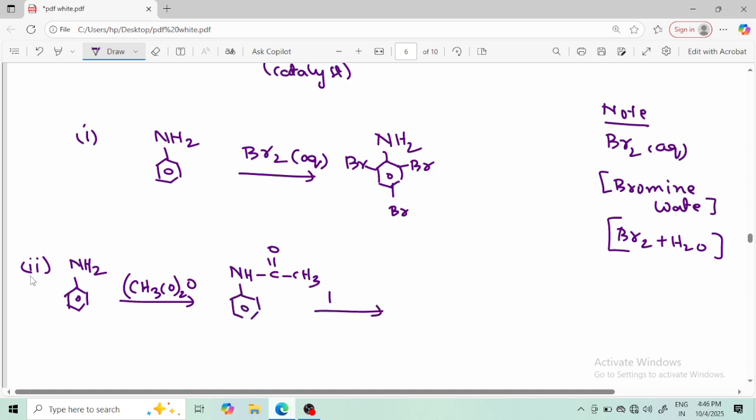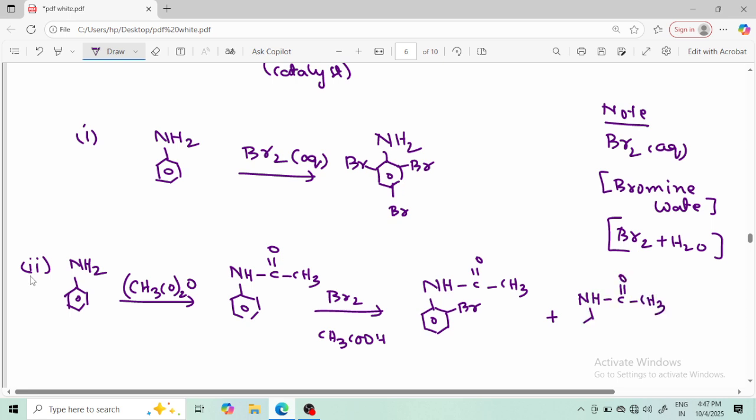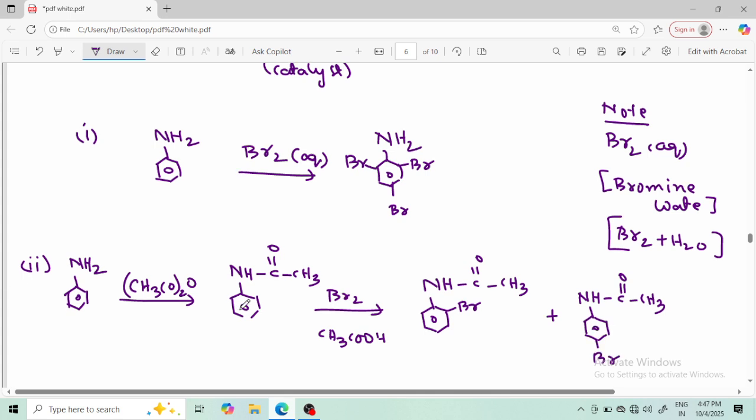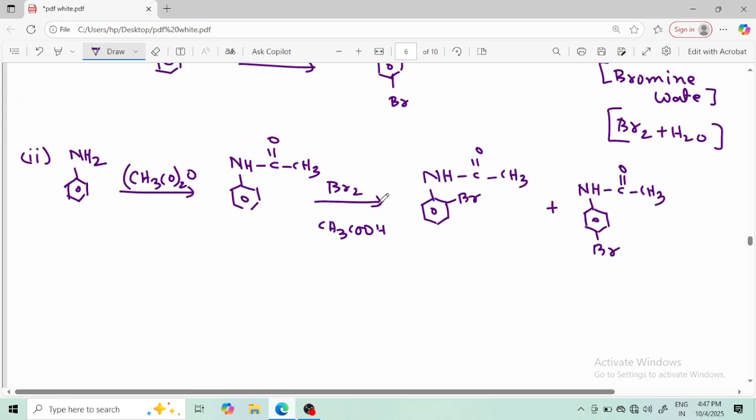Then I will treat it with Br2 in the presence of CH3COOH. Then what will happen? You will get ortho and para product. So this is your first one, Br, and then this is your para product. So this is major product, but now I don't need this C double bond O CH3 part. This is your major product, you know that, because para product is always major product.